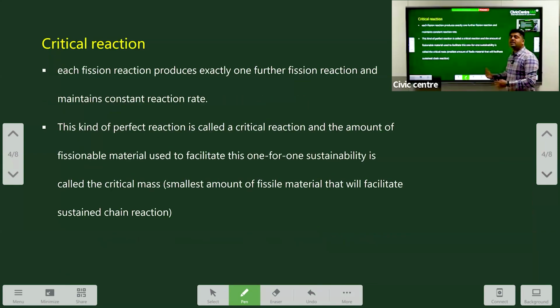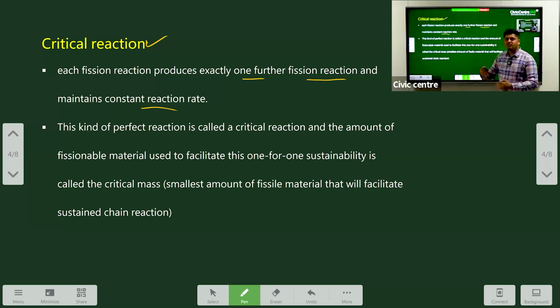Now, what is a critical reaction? So I told you that each fission reaction produces exactly one further fission reaction and maintains a constant rate. But this kind of thing doesn't happen in a typical fission reaction. We are going to get more than one neutron, but we are talking about that reaction where each fission reaction produces exactly one further fission reaction and maintains a constant rate of reaction, neither decreasing nor increasing. So that has become self-sustaining, and thus such a reaction is called a critical reaction.